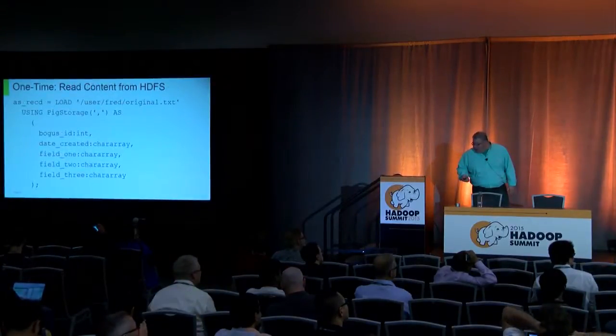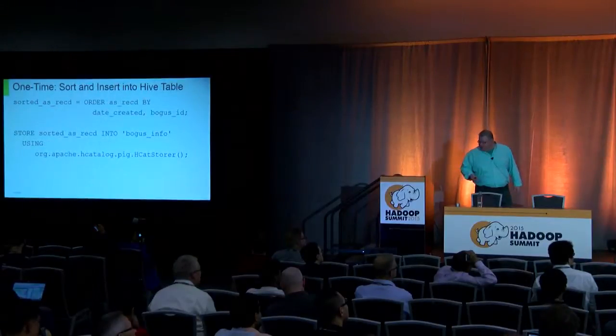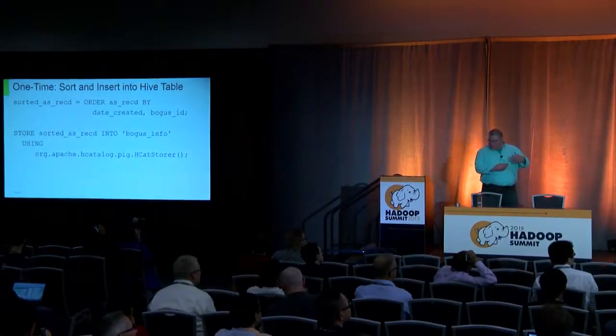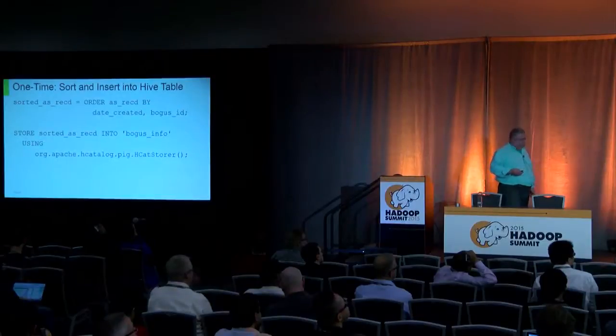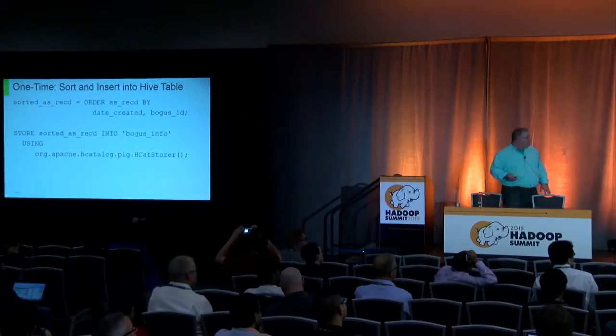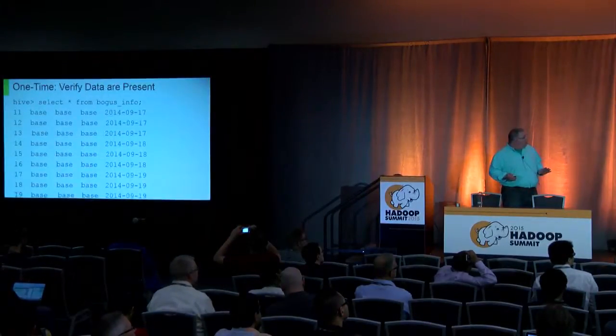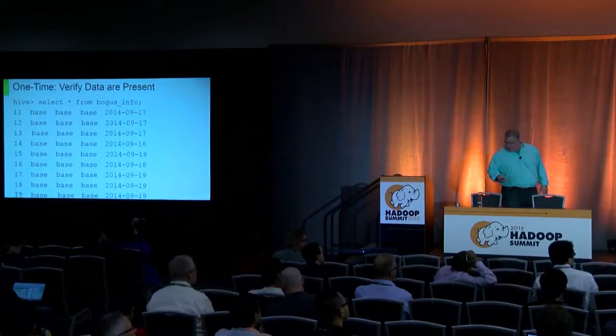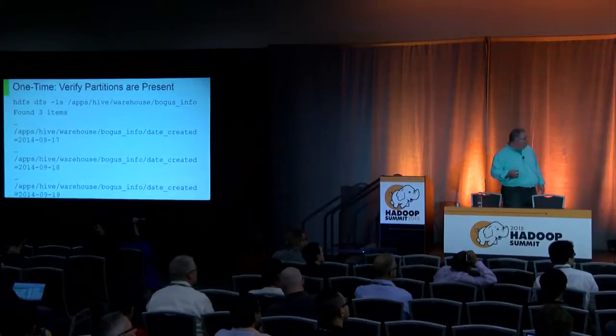Did I look at it right? Yeah, so I'll read it. I'll total order sort it, and I'll shove it into the table via HCatStorer with Pig. So that was some backdrop. There we go, I'll do a quick select. The table looks the way we expected. And if I looked under the covers, as expected, we had 3 partitions that were created, all good.